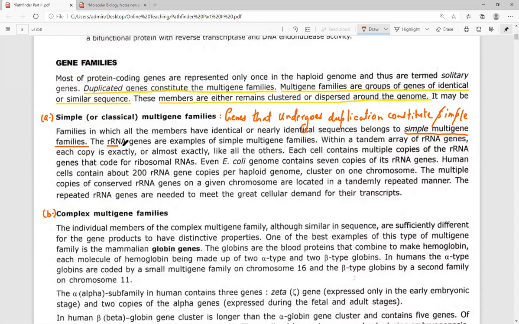For example, the rRNA genes are an example of simple multi-gene families, because in the case of rRNA genes, they are present in many copies. Even the E. coli genome contains 7 copies of the rRNA gene. So rRNA genes are one of the most abundantly present RNA molecules in a cell.